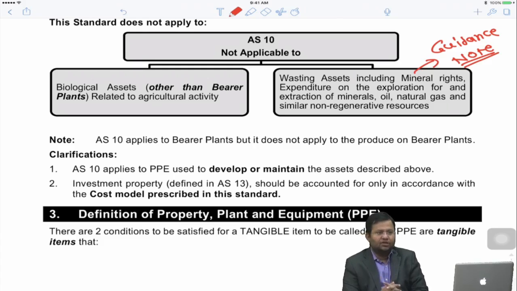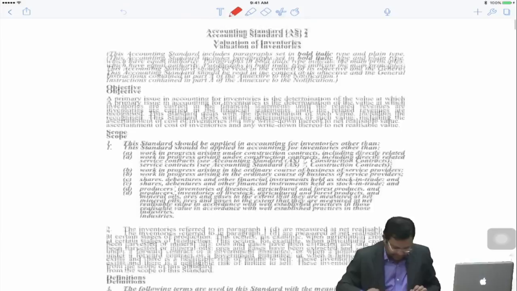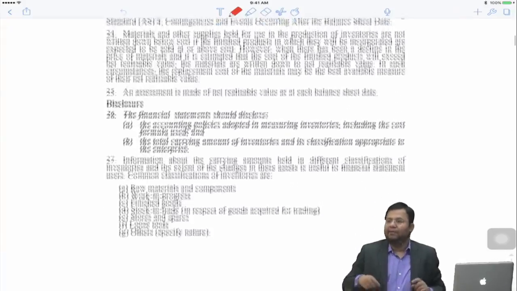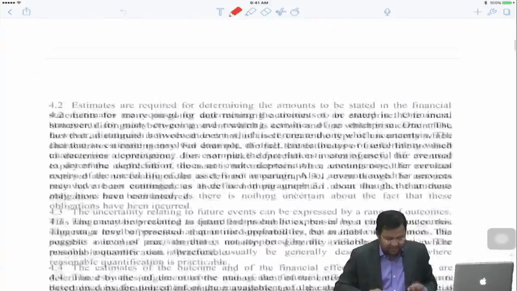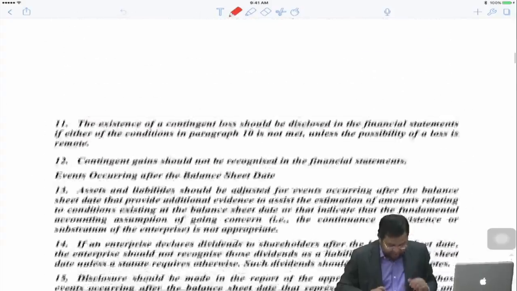First of all, you have to understand biological asset. AS10 does not apply to biological assets related to agricultural activity. Please remember one principle that I followed significantly. For complicated areas, you should always refer to the bare text so that you form your own opinion.